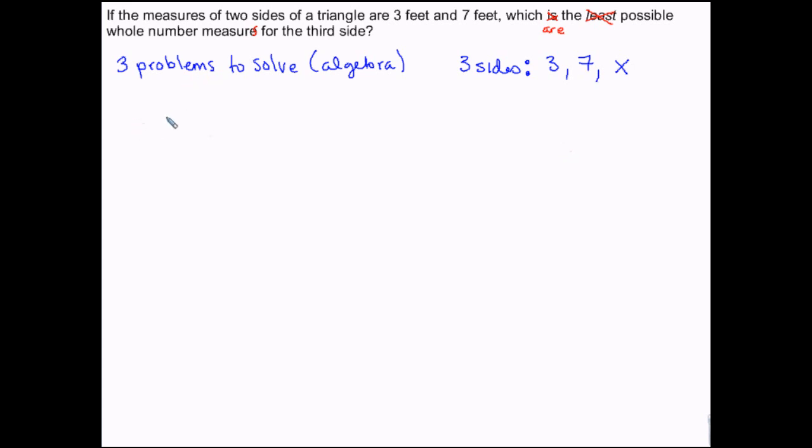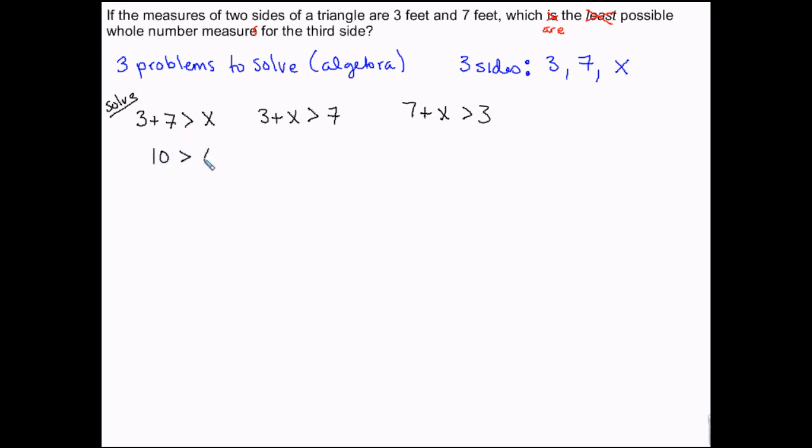And I have 3 scenarios. That's my 3 problems to solve, and that is that 3 plus 7 has to be greater than the third side. And then 3 plus the third side has to be greater than 7. And then 7 plus the third side has to be greater than 3. Those are the 3 different scenarios that we have to check, right? 2 sides greater than the third. And so we need to solve each of these.